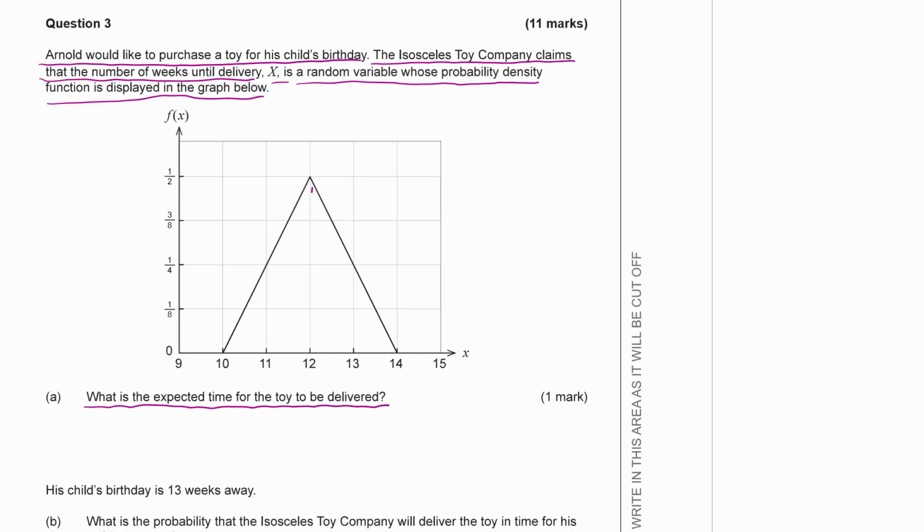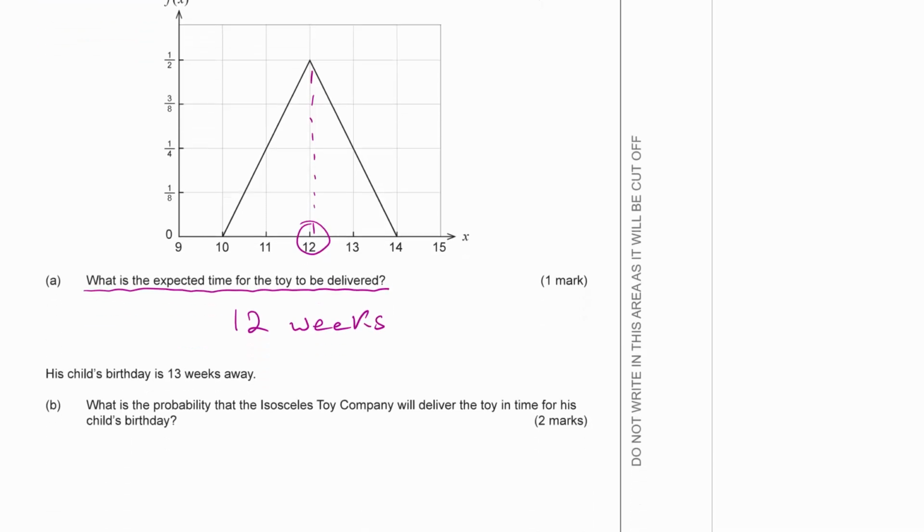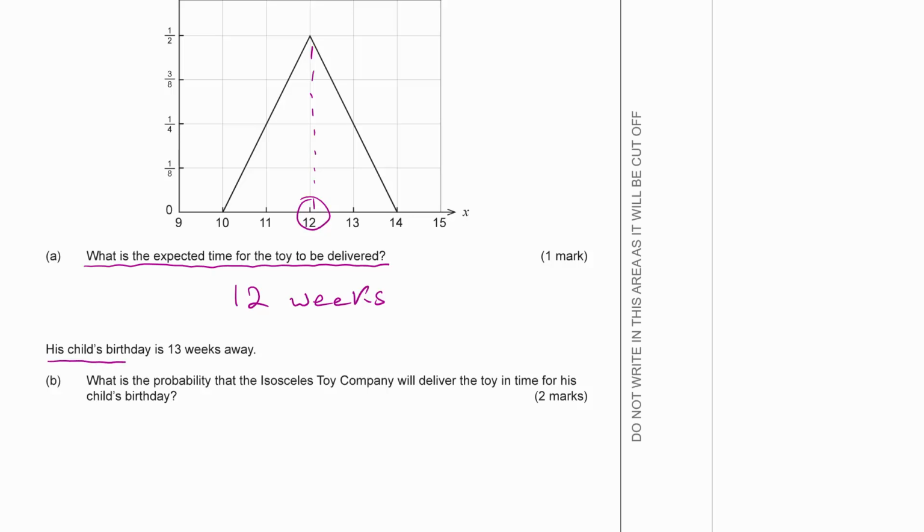Because this is symmetrical, it's going to be the middle. So it's going to be 12 weeks. His child's birthday is in 13 weeks. What is the probability that the Isosceles Toy Company will deliver the toy in time for his child's birthday? In other words, deliver it before 13 weeks or in 13 weeks or fewer.